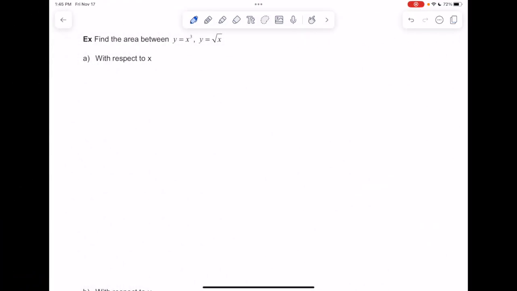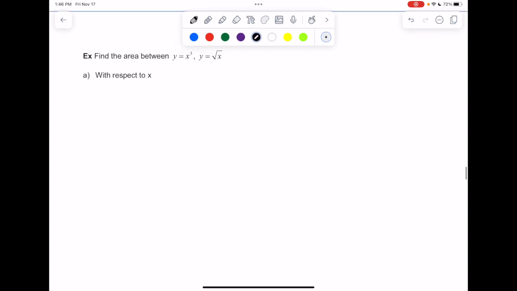All right, we're going to wrap things up with one more example, finding the area between y equals x cubed and y equals the square root of x. And we're going to actually just look at this one both ways, with respect to x and with respect to y. Let's look at a picture real quick and see why it's reasonable to do it either way. So just a quick sketch of this. Doesn't have to be perfect, and then we'll do algebra to work out some of the details.